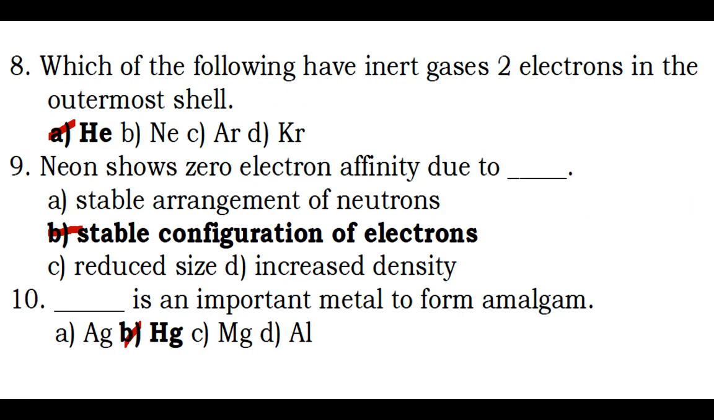Question number 8. Which of the following has 2 electrons in the outermost shell? Option A, helium. Question number 9. Neon shows 0 electron affinity due to option B, stable configuration of electrons. Question number 10. Dash is an important metal to form amalgam. Option B, Hg.